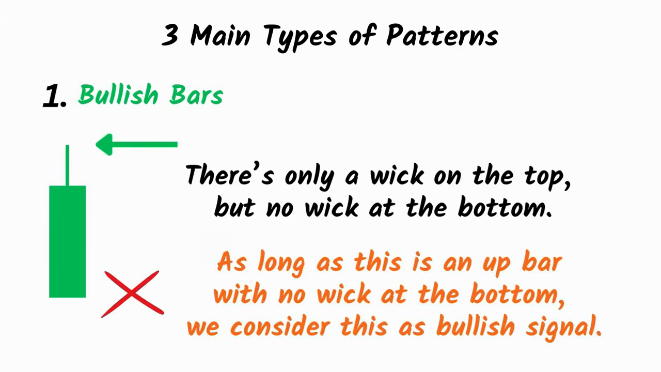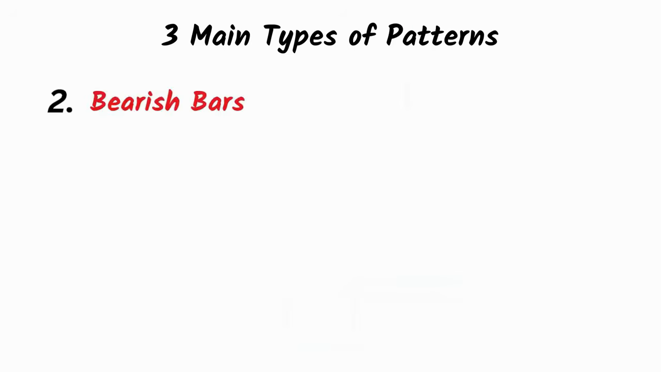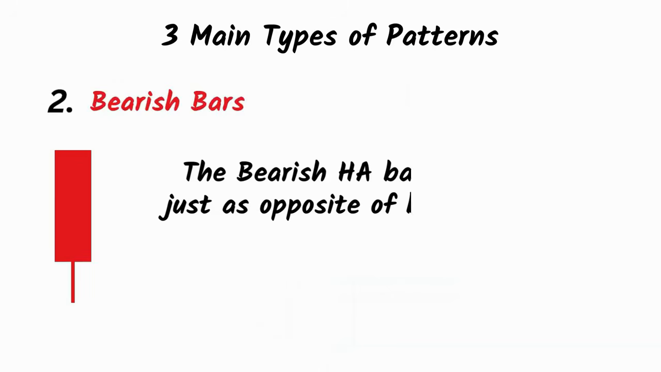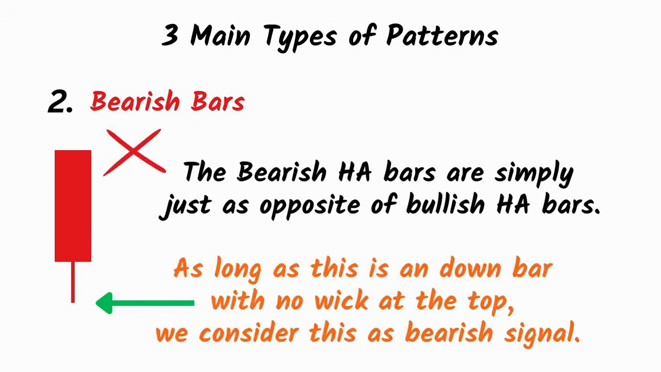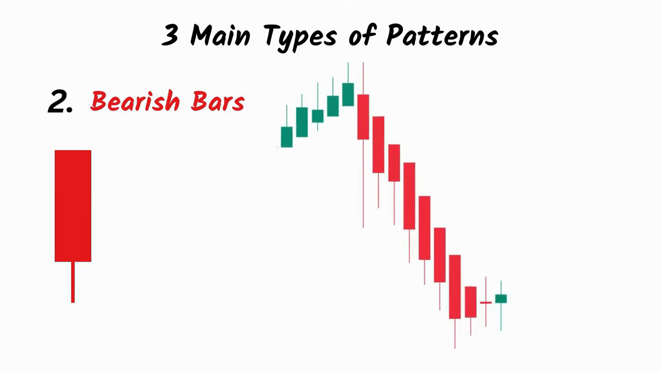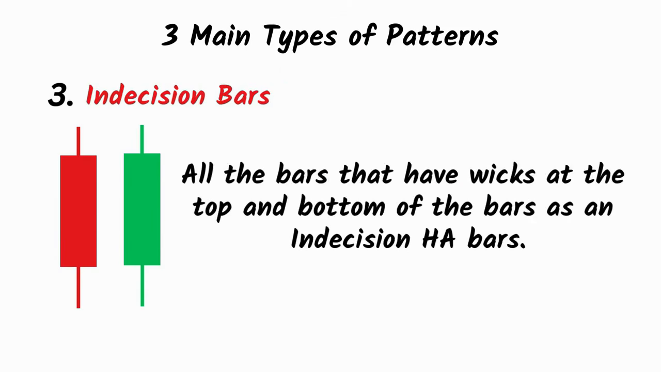In bullish Heiken Ashi bars, you'll notice that there's a wick at the top of the bar, but no wick at the bottom. As long as it's an up bar and doesn't have a bottom wick, we'll consider it a bullish signal. Second, bearish Heiken Ashi bars. Bearish Heiken Ashi bars are the exact opposite of bullish bars. They have a wick at the bottom, but no wick at the top. As long as it's a down bar and doesn't have a top wick, we'll consider it a bearish signal.